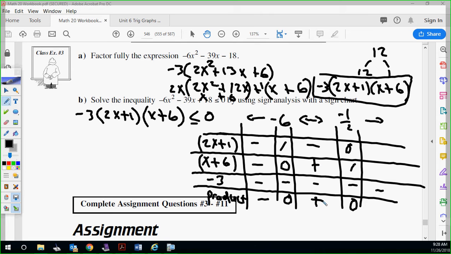Good. Okay, and lastly, let's do 0. That's an easy one, bigger than negative 1/2. 0 plus 1 is 1, positive. 0 plus 6, positive. And then we have that negative, so it's going to be negative. So for this answer, we want these two, because it says less than or equal to 0. So your answer is x less than or equal to negative 6, x greater than or equal to negative 1/2.